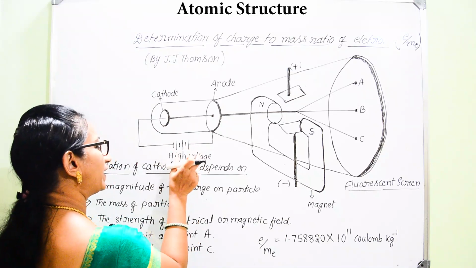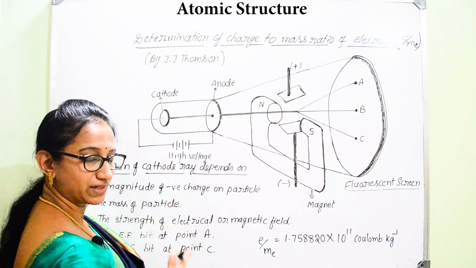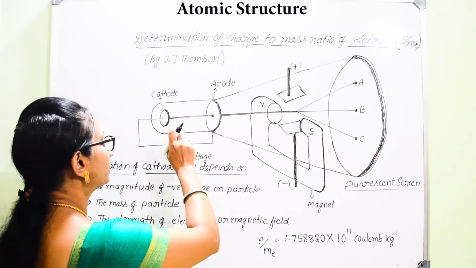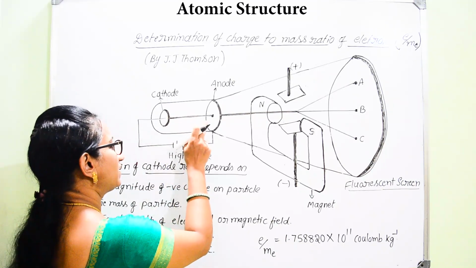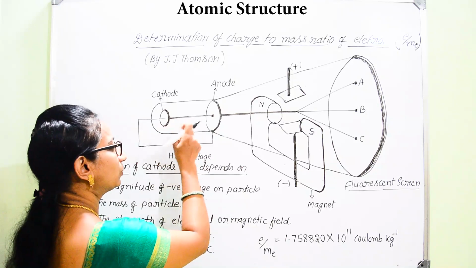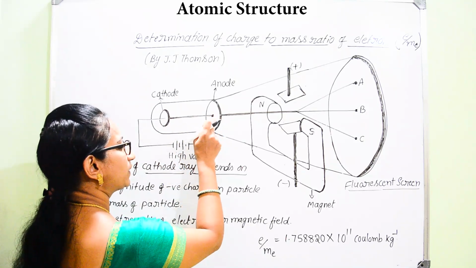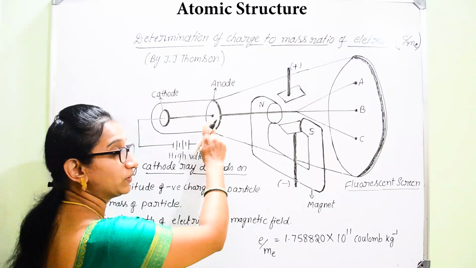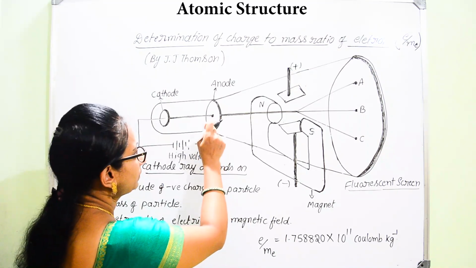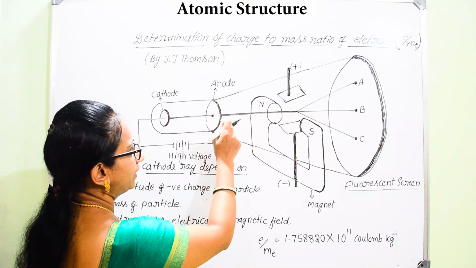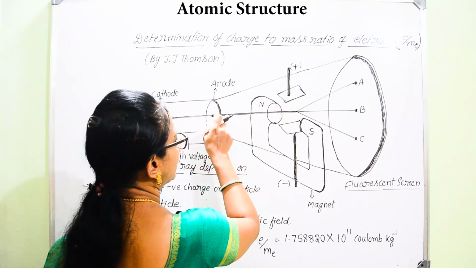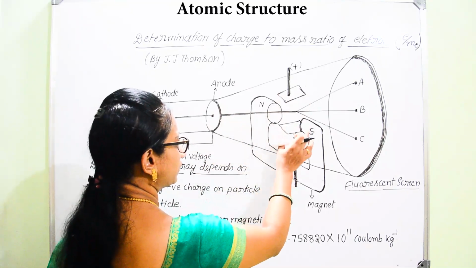Now once he started the experiment, he started with high voltage. By supplying high voltage and maintaining very low pressure inside this glass tube, he was able to emit cathode rays, which are emitted from the cathode and attracted towards the anode. Because of the perforation, they were able to pass through this hole and come under the influence of the field.